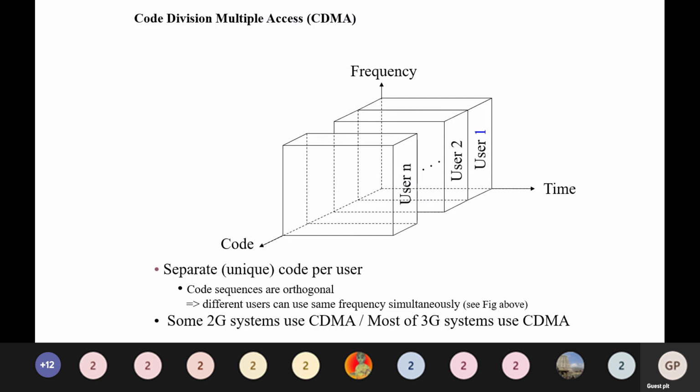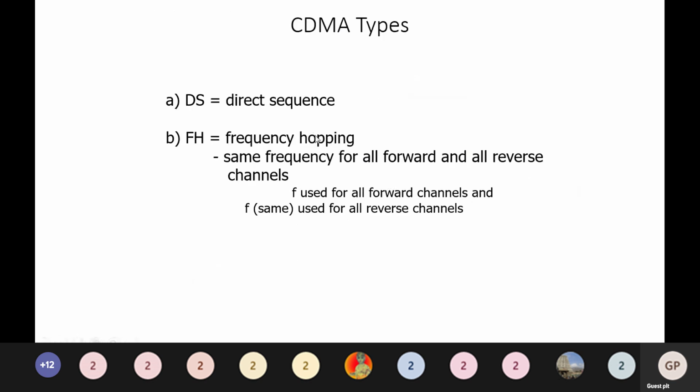Okay, so there are two types of CDMA techniques. One is direct sequence, the direct sequence CDMA technique. The other one is frequency hopping. In the direct sequence spectrum technique, first the message signal is multiplied with the pseudo random sequence, and it is spread. The spread sequence is once again modulated using some high frequency carrier, and then you get the direct sequence spread spectrum technique.